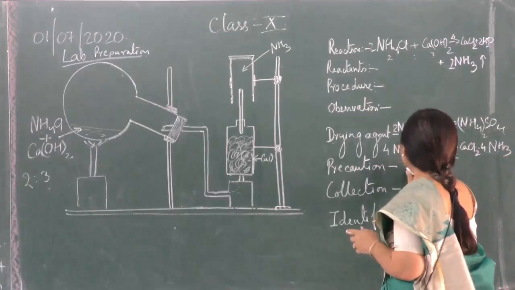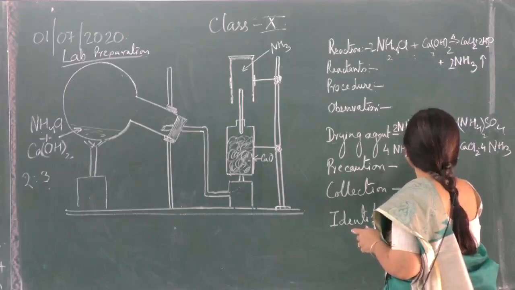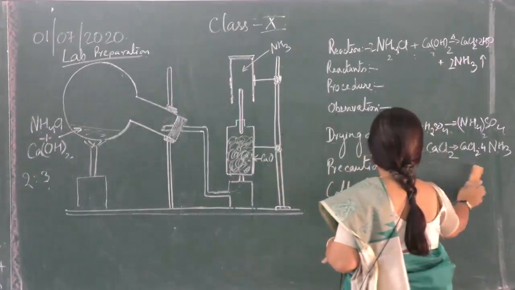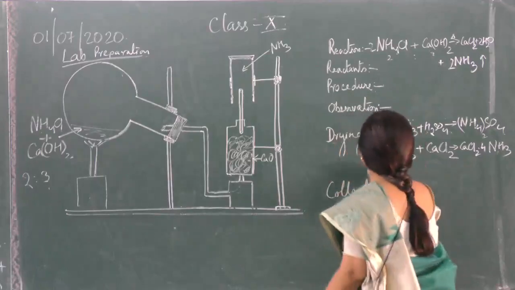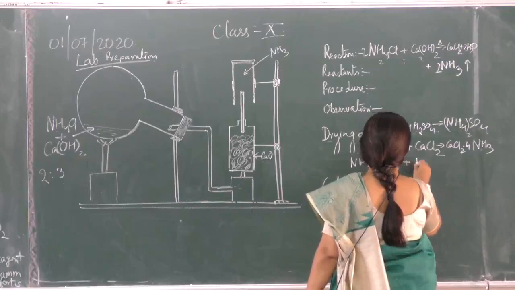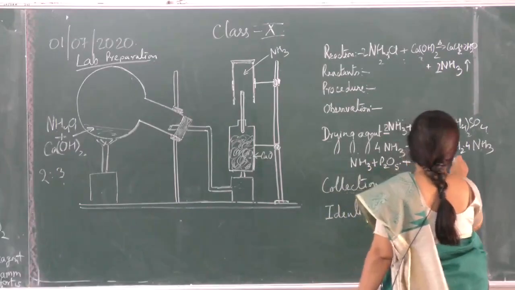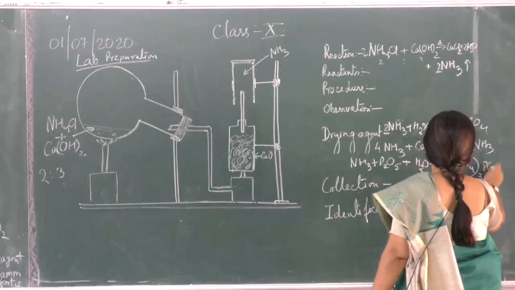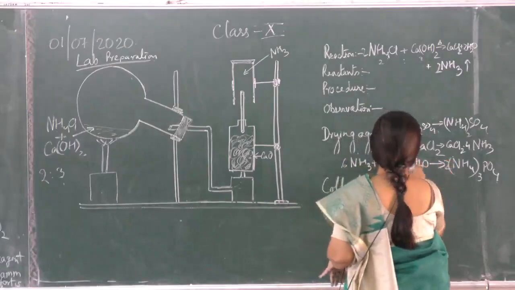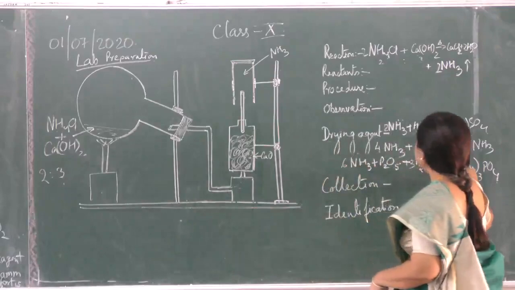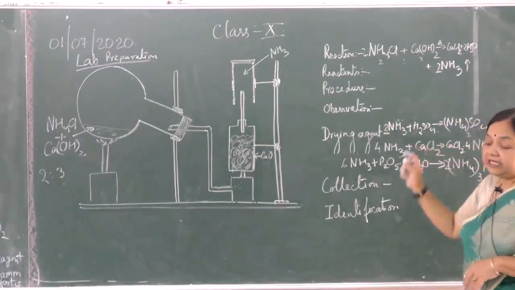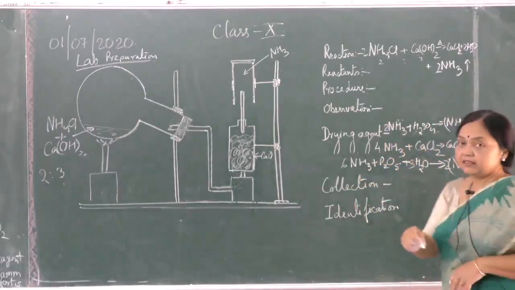Then if you are using P2O5, NH3 plus P2O5 gives (NH4)3PO4. We take 6, 2, 3, then it is balanced. So ammonium phosphate will be formed with P2O5, sulfuric acid will form ammonium sulfate, and calcium chloride will form an addition product. So these three are not taken as drying agents.